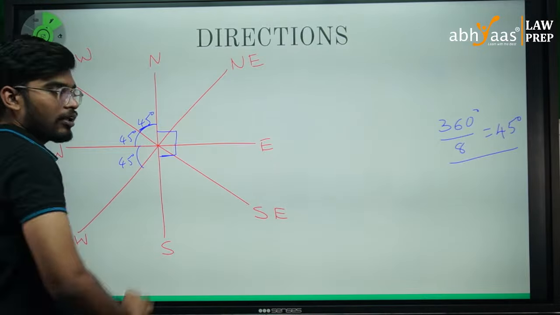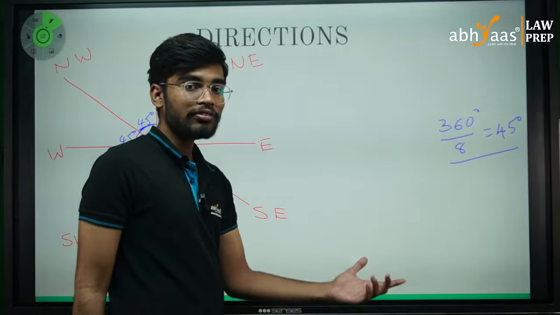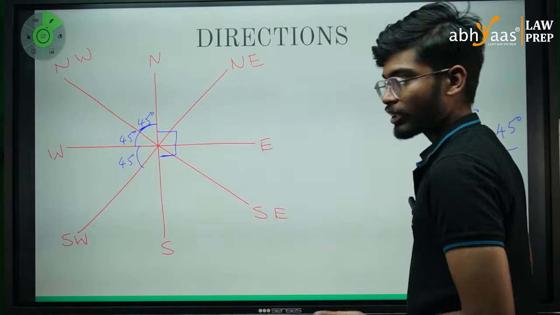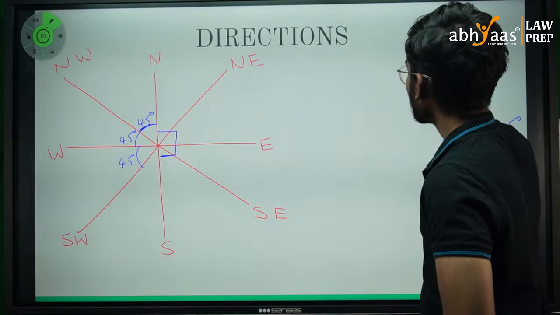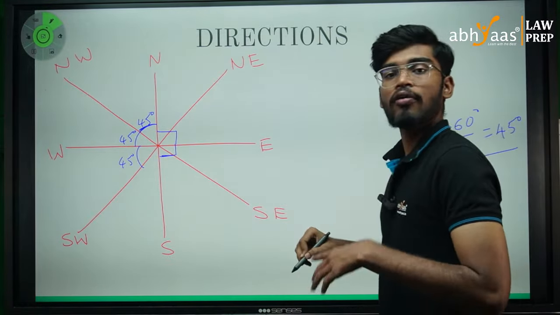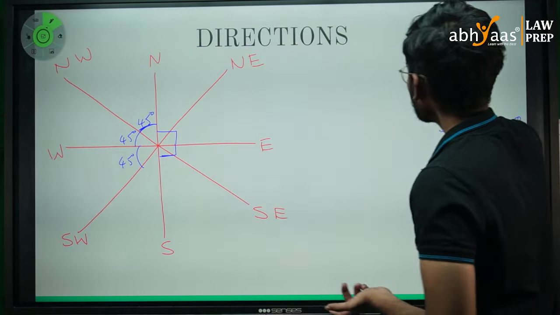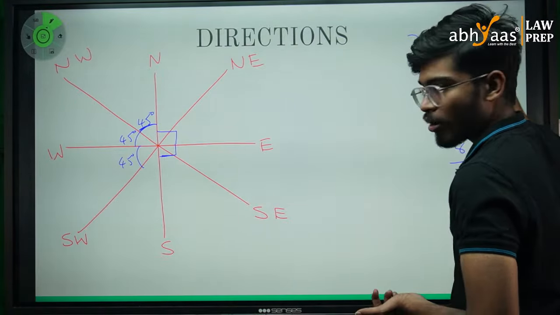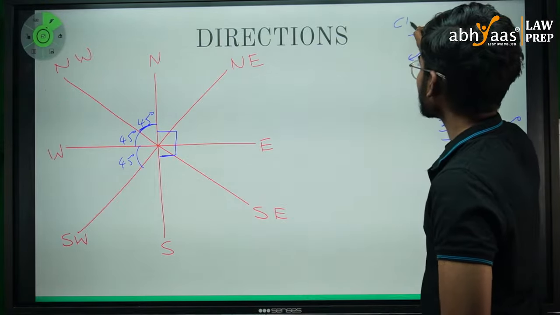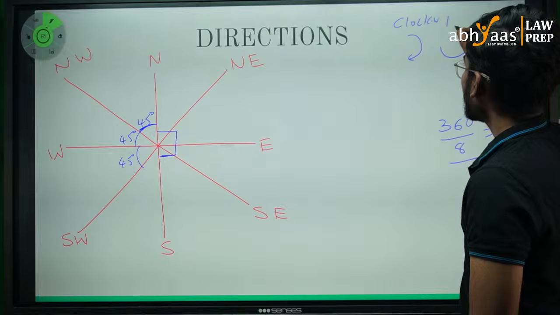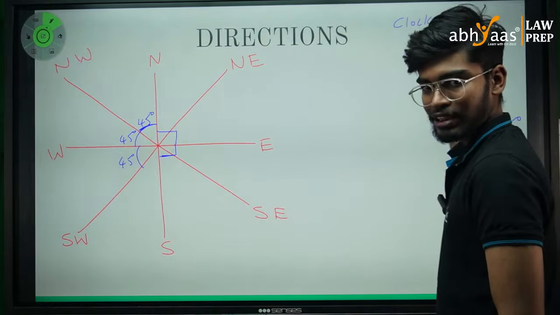For complete rotation, you are supposed to know the difference between clockwise and anti-clockwise. Clockwise means towards the direction of your clock. Anti-clockwise means exactly opposite to your clock. So this is clockwise, this is anti-clockwise. This is clockwise and this is anti-clockwise.